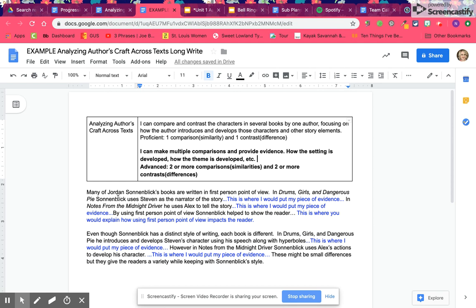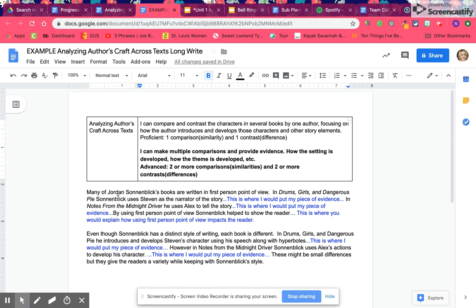Then, by using first-person point of view, Sonnenblick helped show the reader, and this is where I would explain how using first-person point of view really impacts us as a reader, because we're drawn in. We're able to see the events unfold from our main character's perspective, and that creates the bond between the reader and the main character. That's where I would go in and explain all of that. That's a comparison because it's a similarity: both are written in first person. Then we go on to the next paragraph, where we look at differences.